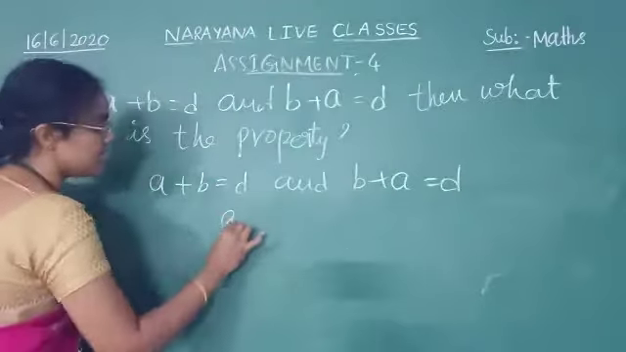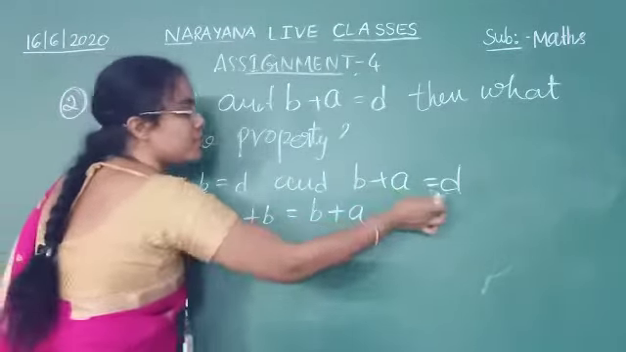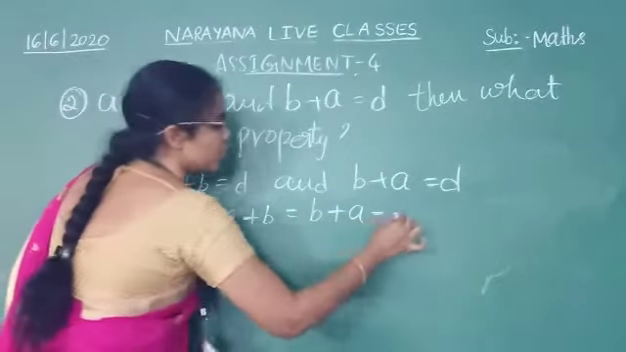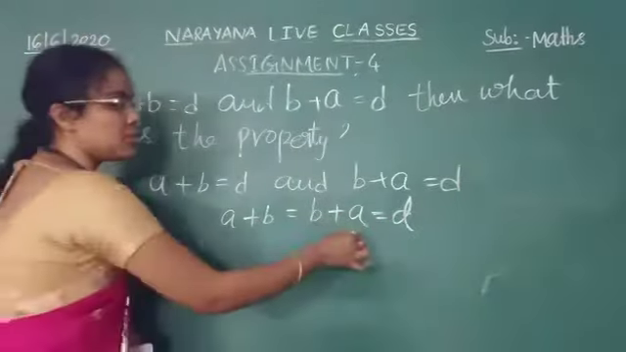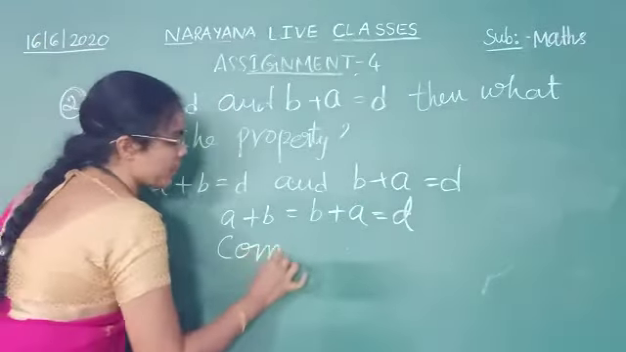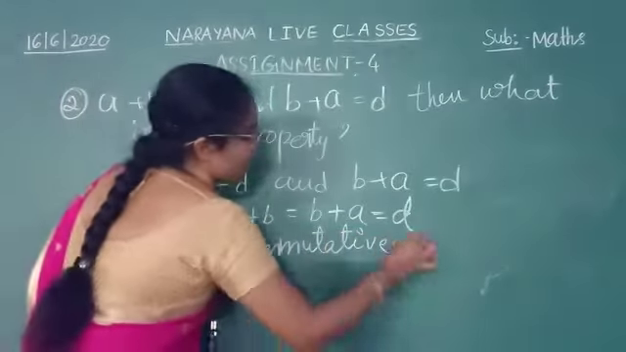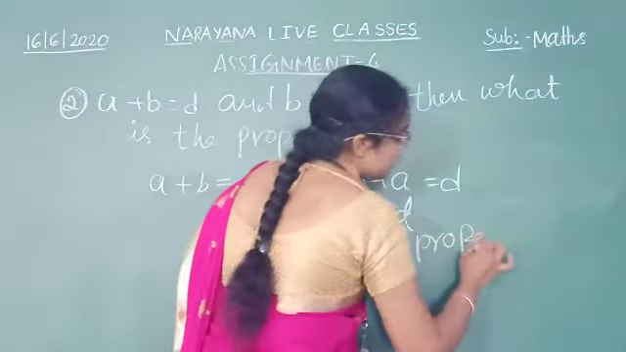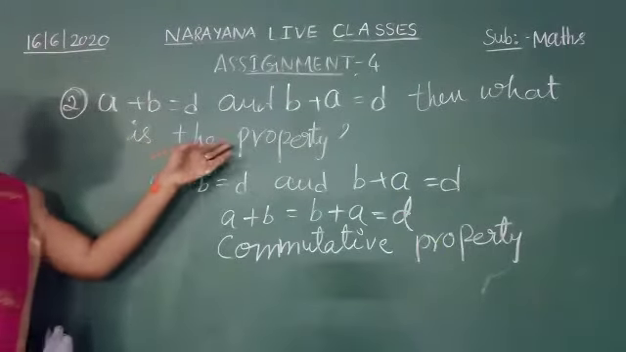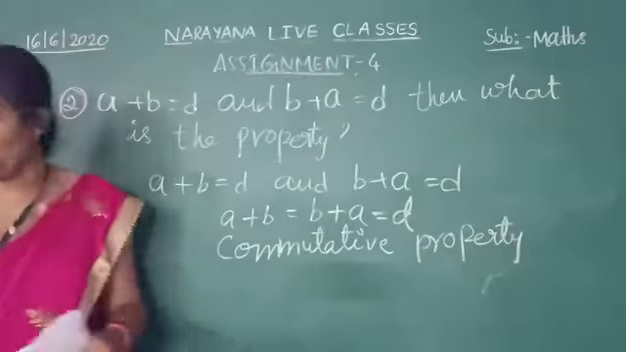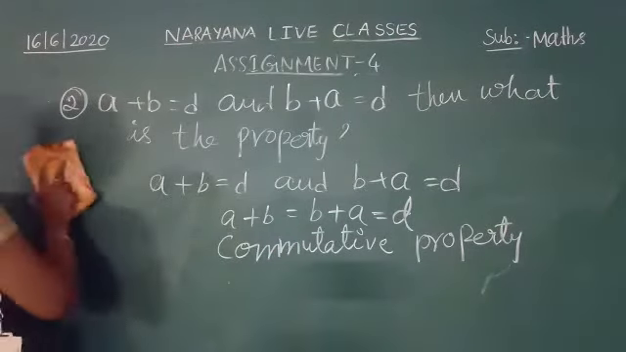So shall we write a plus b is equal to b plus a? Why? Because both the values will be equal to d. So which property do we have to take? A plus b is equal to b plus a is the commutative property under addition. They are asking which property, and it is the commutative property of addition.